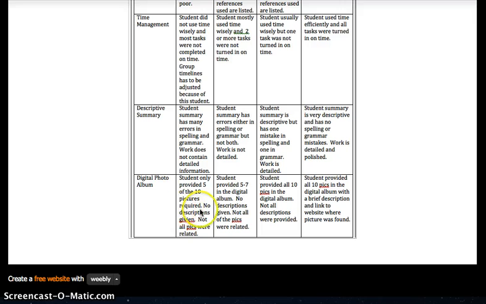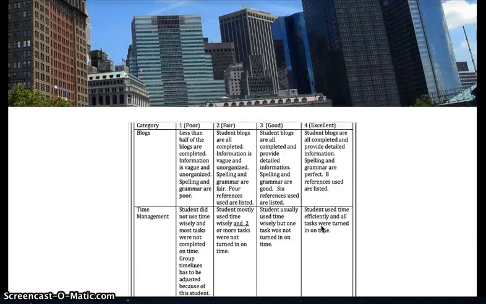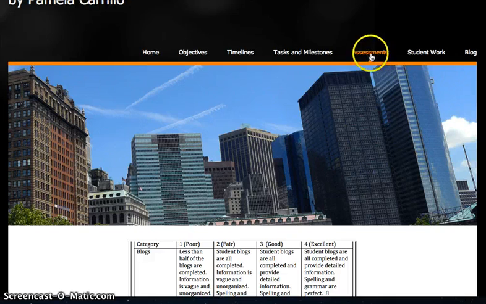The digital photo album, we started with the poor section right here, which would be provided only half of the pictures required, no descriptions given. Not all the pictures were related to the topic. The next would be provided 5 to 7 pictures in the digital album, no descriptions given, not all the pics were related. The next provided all 10 pics in the digital album, not all descriptions were provided. And the next one was they did provide all pictures with the digital album, a brief description, and links to websites where the pictures were found. And that is the rubric, which would be listed under the assessment section here.